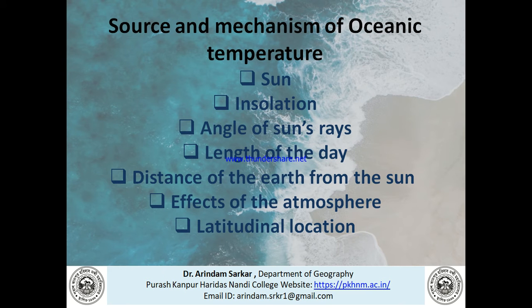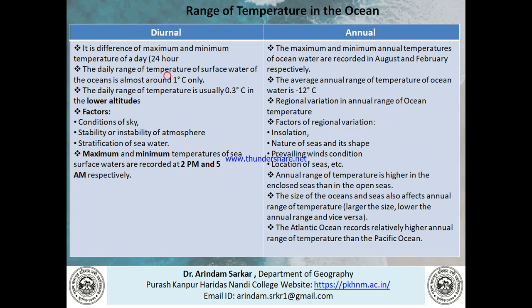Now the sources and mechanism of ocean temperature. What are the sources and mechanisms affecting these factors? One is the sun, which is always the main source of power. Next is the insolation process. Third is the angle of sun rays. Fourth is the length of the day. Next is the distance of the earth from the sun. Next is the effect of the atmosphere, and the last one is the latitudinal location.